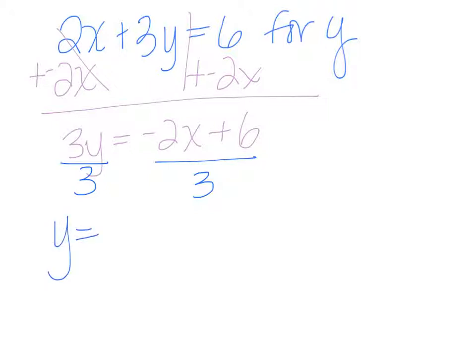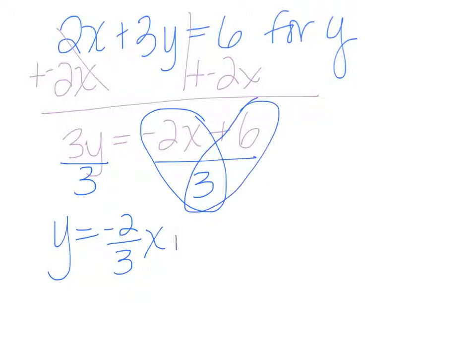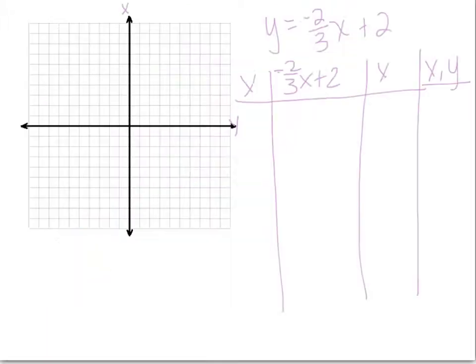So I get y equals, now when you do this, you have to do negative 2x divided by 3. So since that's a fraction and it's a repeating decimal, I'm going to leave it like that. And then I need to do 6 divided by 3, which is 2. So this is my final answer. And we're going to use that for the next part of this problem.